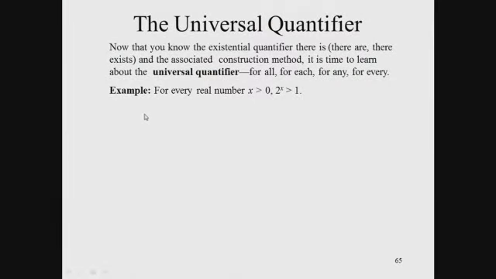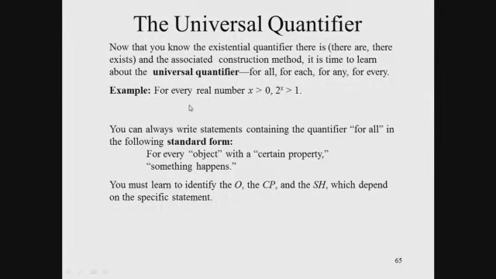Today we're going to look at the universal quantifier: for all, for each, for any, and for every. Let's look at this example. For every real number x greater than 0, 2 to the x is greater than 1. When you see these keywords in different branches of mathematics, you can always write these statements in a standard form, and that standard form looks like this: for every object with a certain property, something happens.